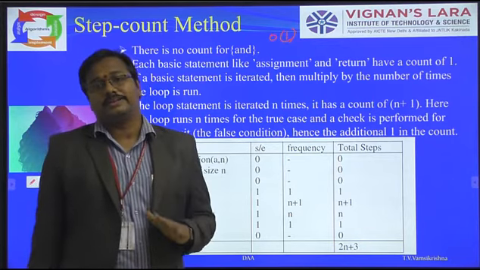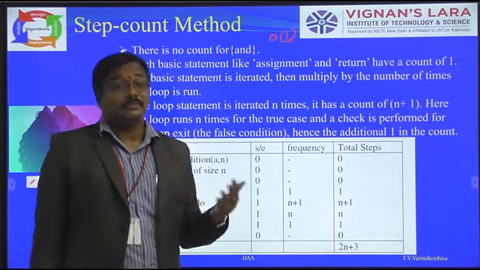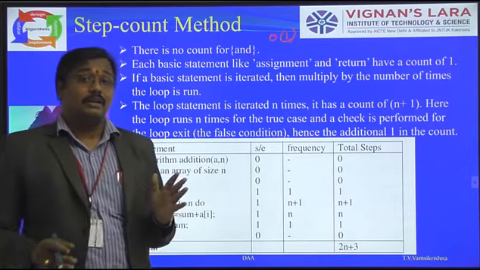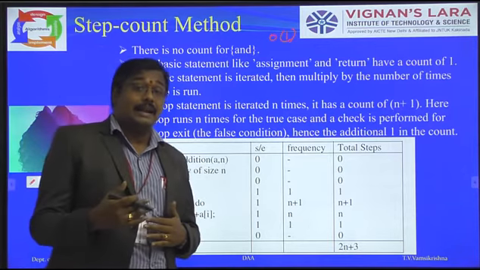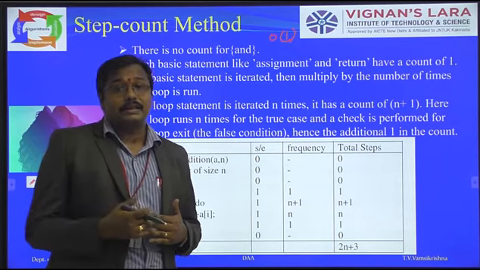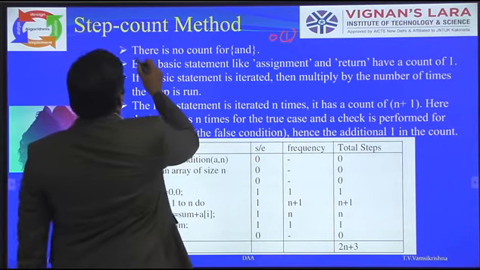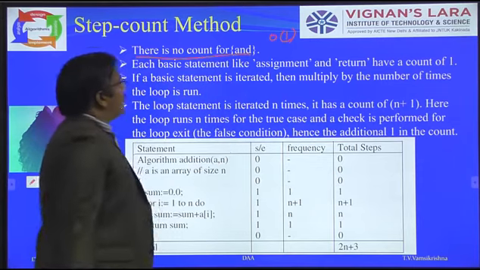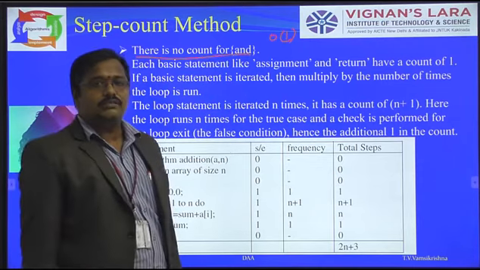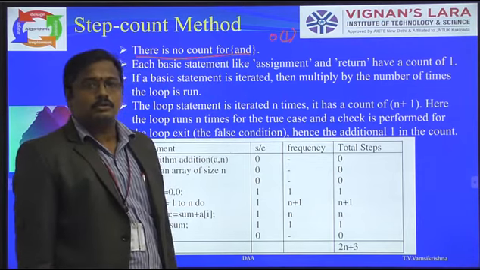There is no variation. Suppose in this example you can identify and clearly understand what an instance characteristic is. What is an instance characteristic? So here there is no count for the open brace and closing brace.